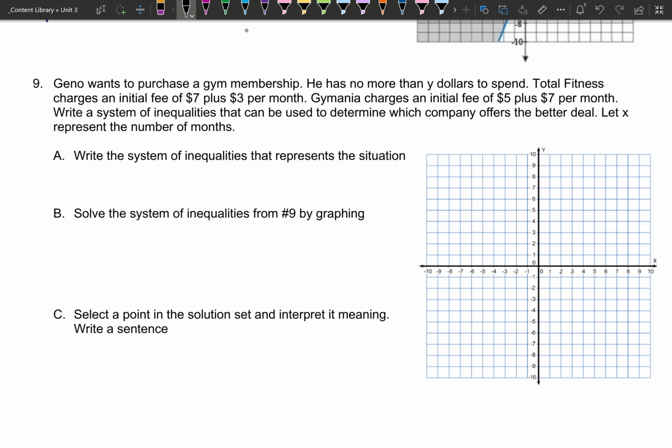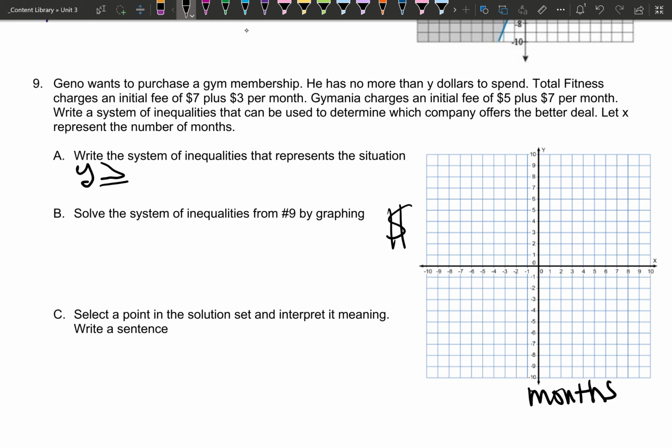Okay. Let's label months, dollars, just to remind ourselves what the X and Y stand for. Okay, system. Let's begin with Y, because that's how much money Gino has. He has no more than Y dollars to spend, which means he must spend less than Y dollars. Y is our biggest. That's why Y is greater than, because it's going to be greater than whatever money he's got to spend. So what he has to spend has to be more than what he's going to spend.